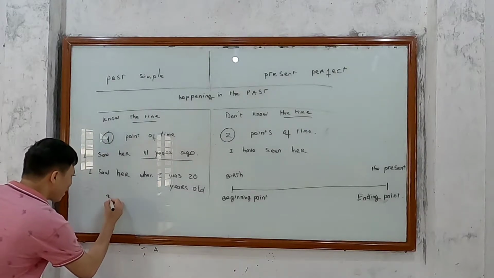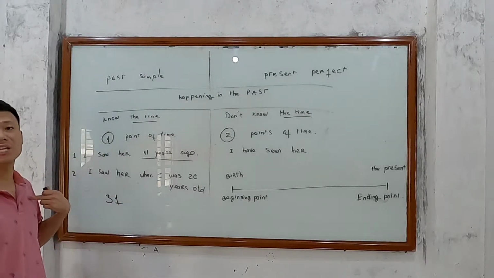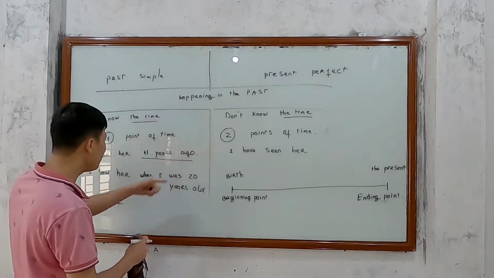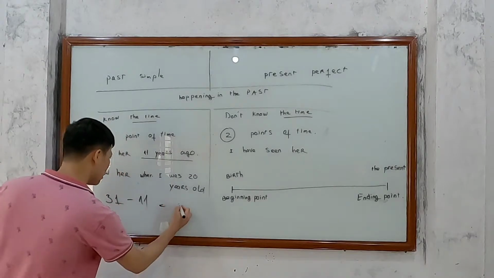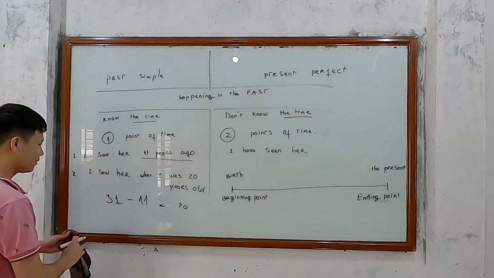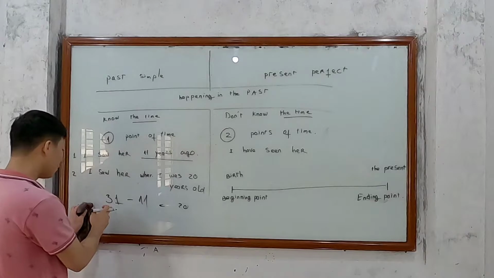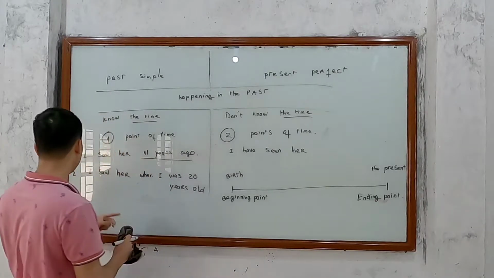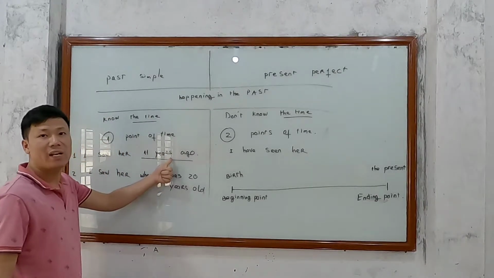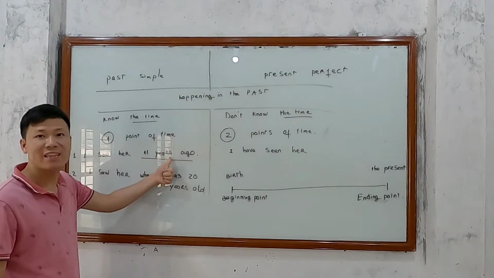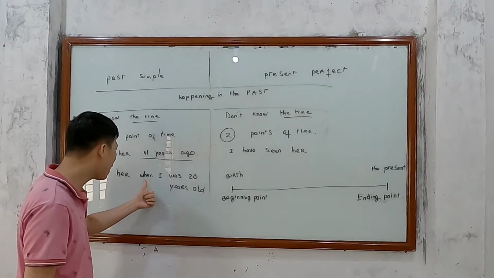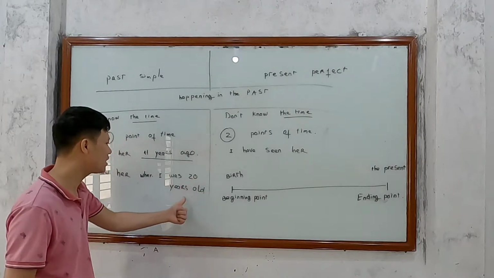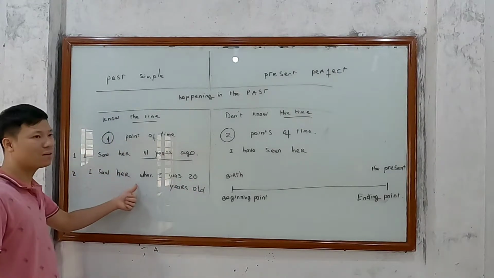Just make a very simple calculation. Right now, I'm 31 years old. 11 years ago, 31 minus 11 is 20. So you see 20, 11 years ago. At that time, I was 20 years old. When I was 20 years old, I saw her.